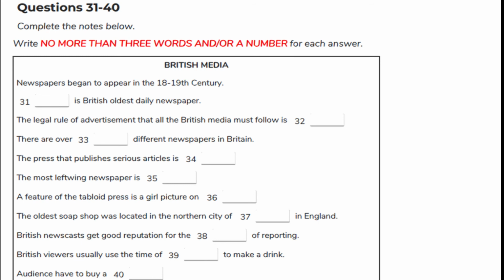All the British media must follow advertising codes, which ensure that advertisements are legal, honest, and truthful, have a sense of responsibility for consumer and society, and respect the principles of fair competition.